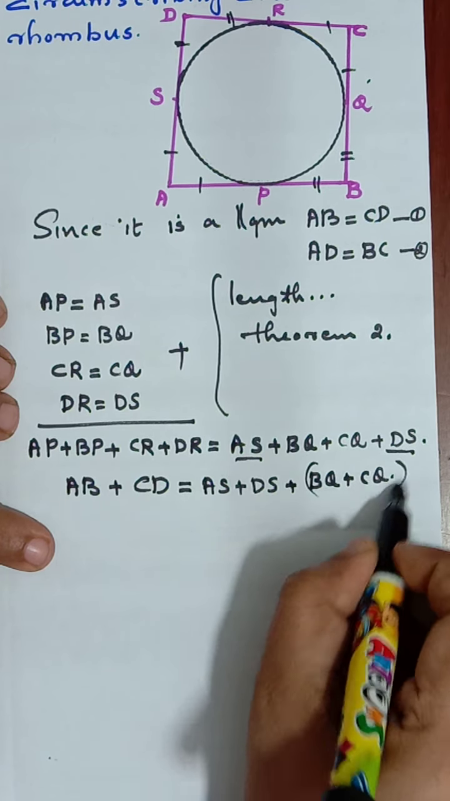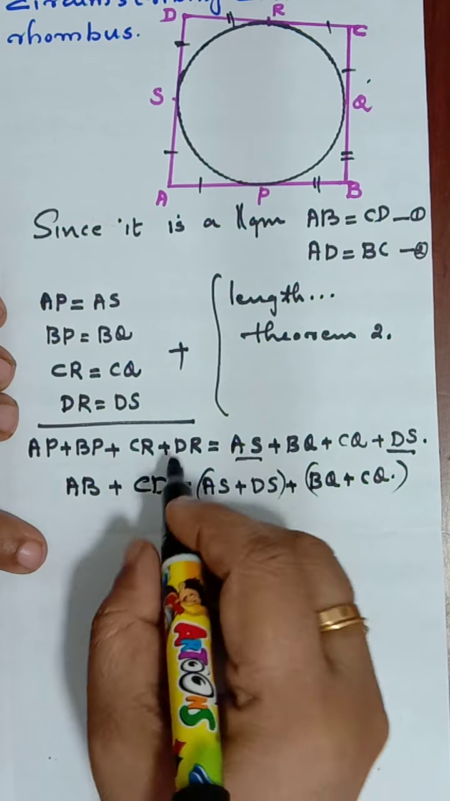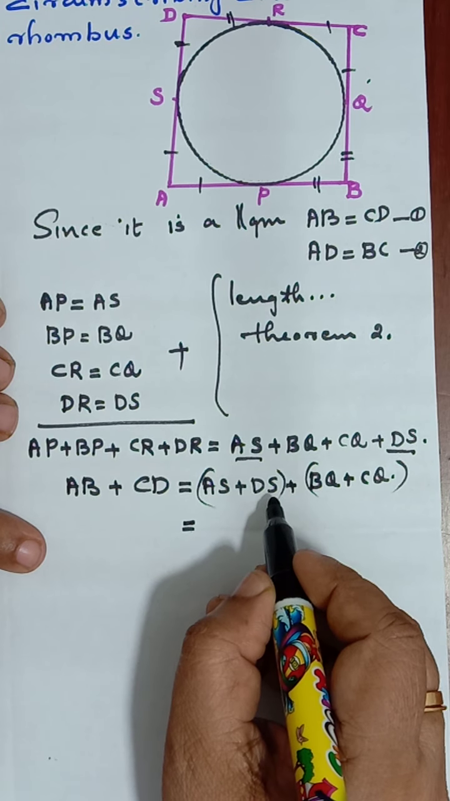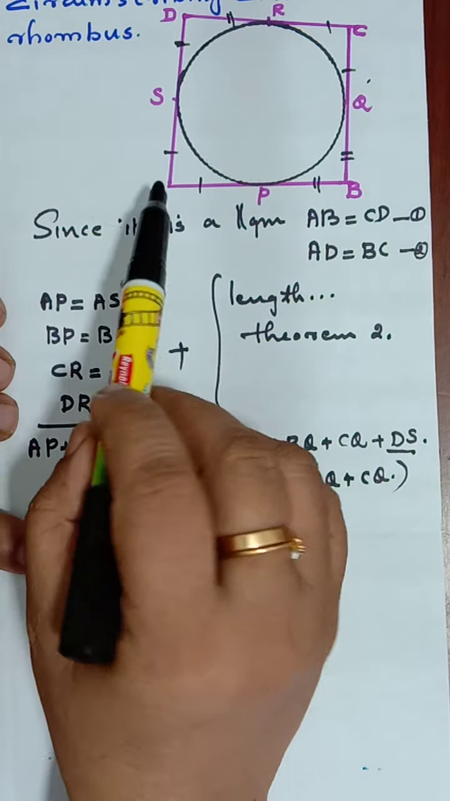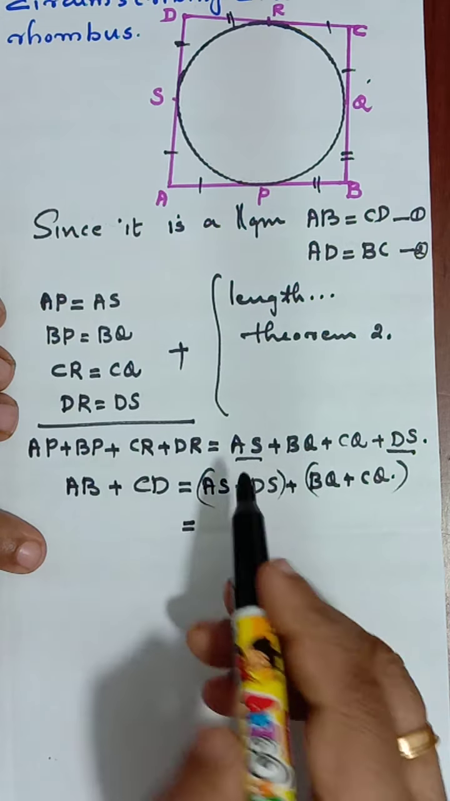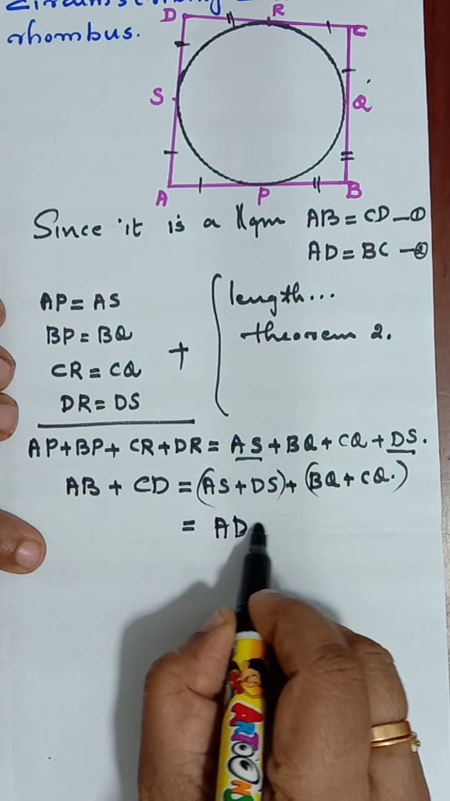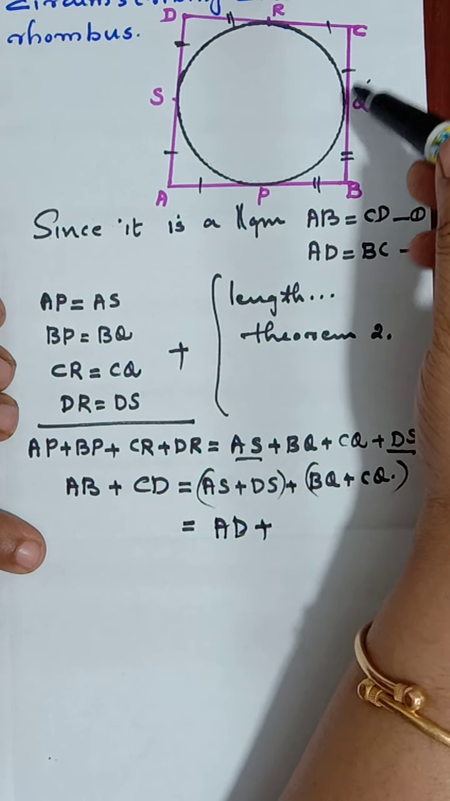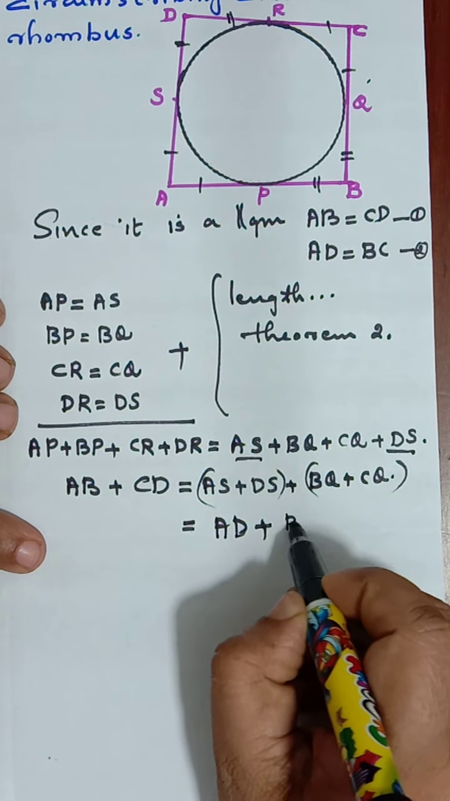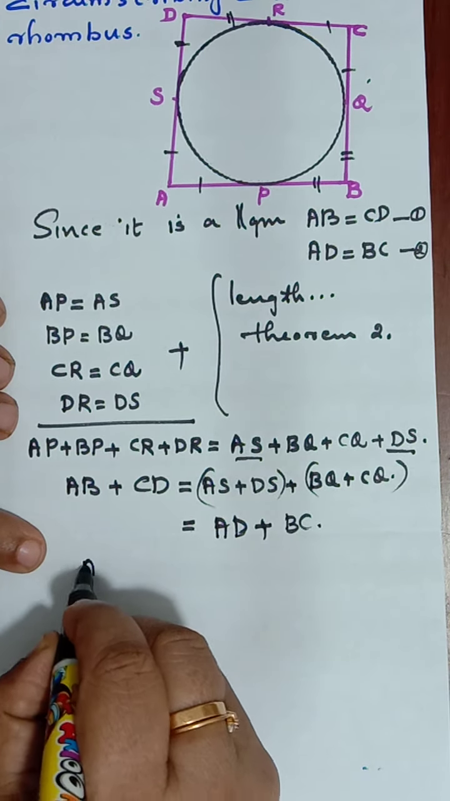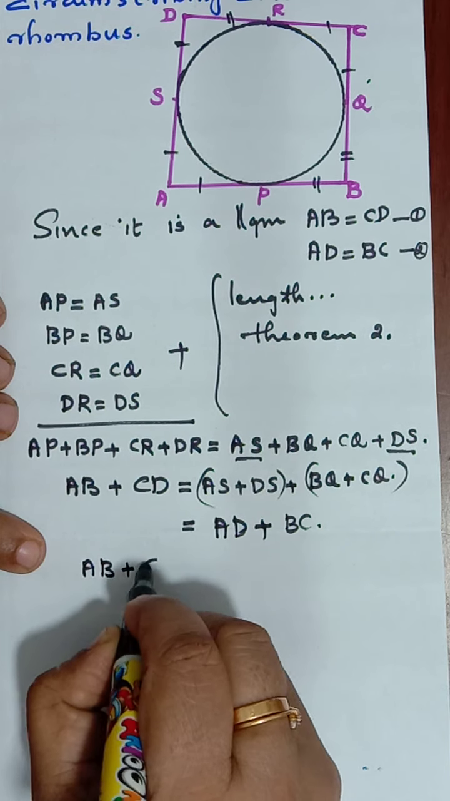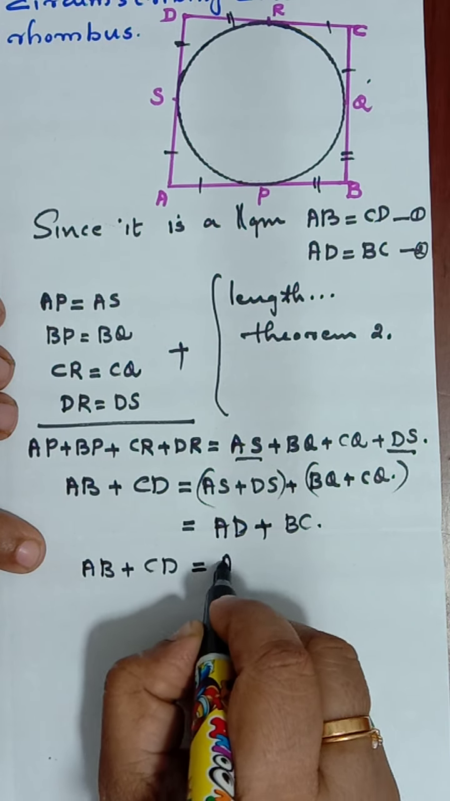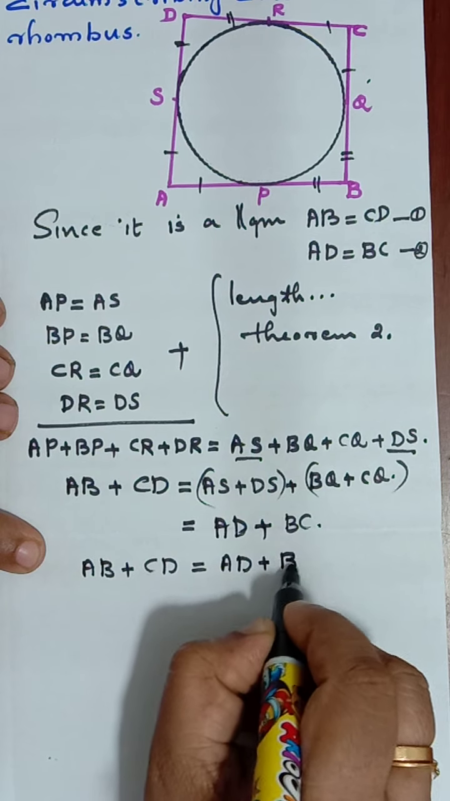Let us group these two together. Addition, there is no problem if you group it. AS plus DS is AD, plus BQ plus CQ, that's equal to BC. Don't you see that opposite sides sum equal? AB plus CD equal to AD plus BC.